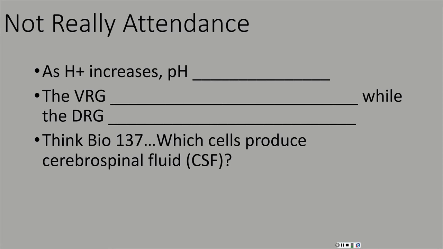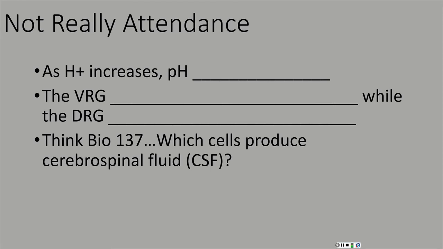And now let's go over those answers. As H plus increases, pH decreases. Remember, pH is just a measurement of H plus concentration, but it's actually an inverse logarithmic scale. So when H plus goes up, pH goes down, and we say that whatever that solution is becoming more acidic.